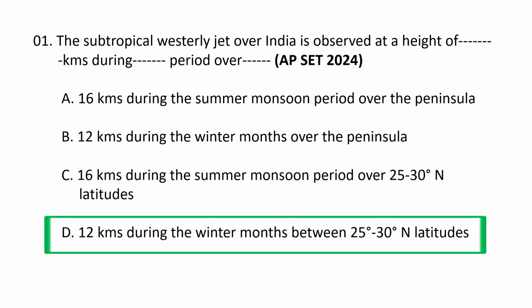The subtropical westerly jet is observed at a height of about 9 to 13 kilometers during the winter period over 20 degrees to 35 degrees north latitudes in India, which is located south of the Himalayas, influencing western disturbances. So the correct option goes as 12 kilometers during the winter months between 25 to 30 degrees north latitudes.